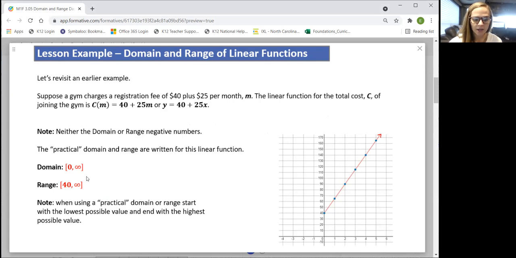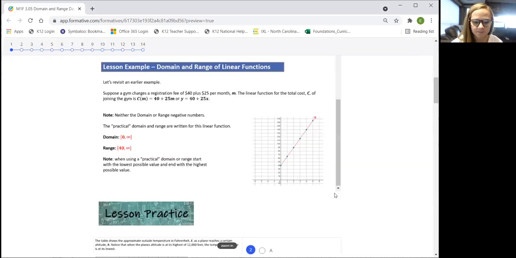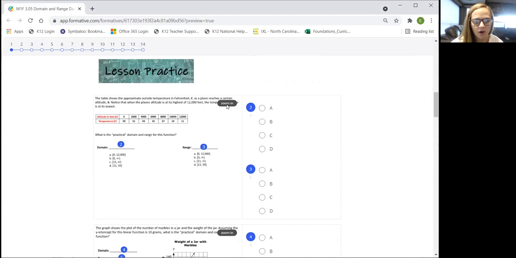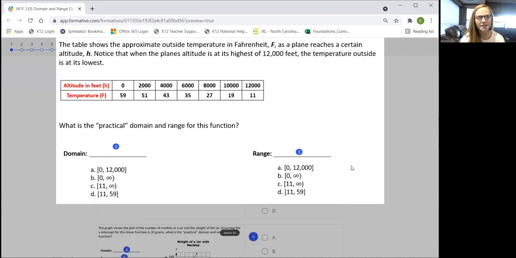And technically, these should be parentheses because you cannot include infinity. Okay, but we can talk about that during class. So our first example here, it says, what is the practical domain and range for this? Okay, so you can read the story about the amplitude and the Fahrenheit.